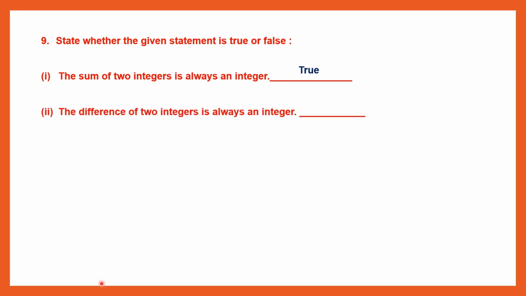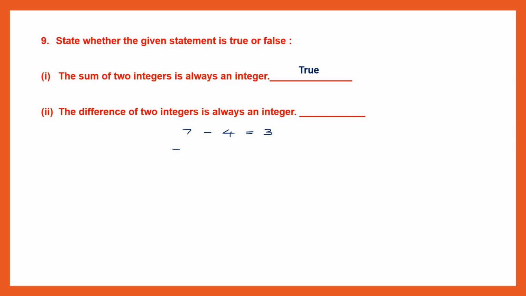Next one. The difference of two integers is always an integer. Now let's see that. Let's take once again two integers. Let's take 7 minus 4. How much is 7 minus 4? 3. Now let's take two negative integers.